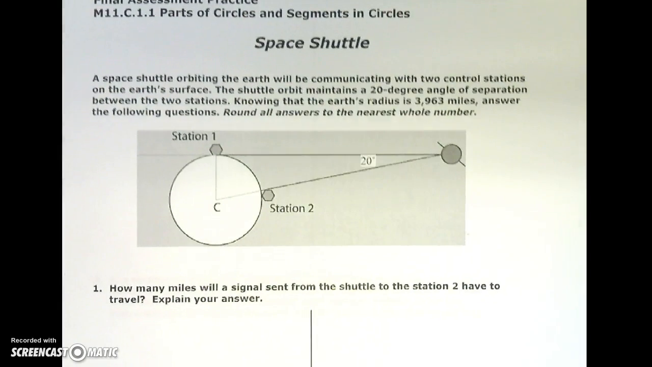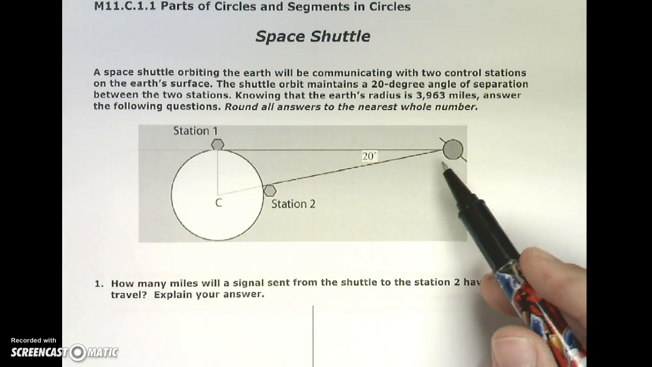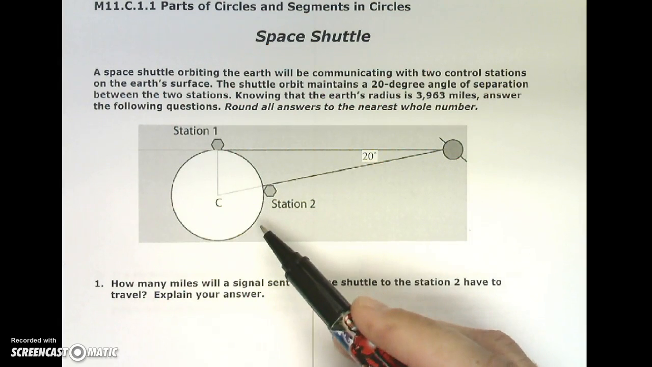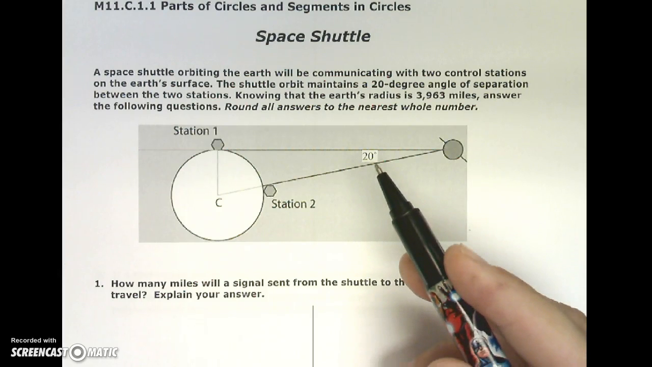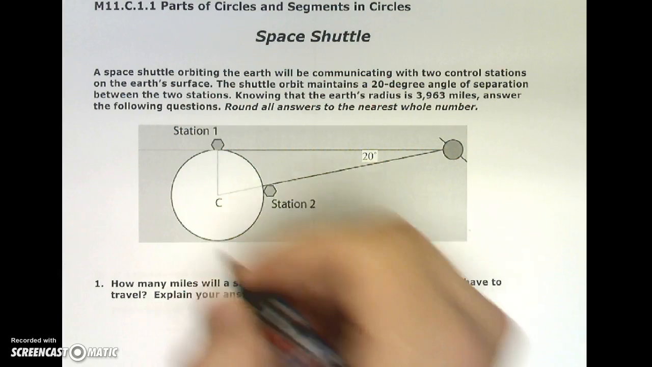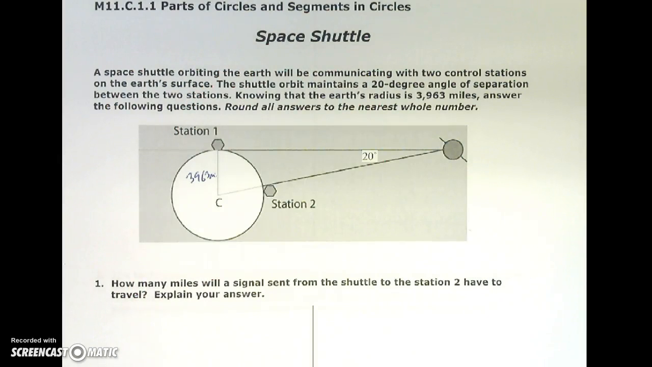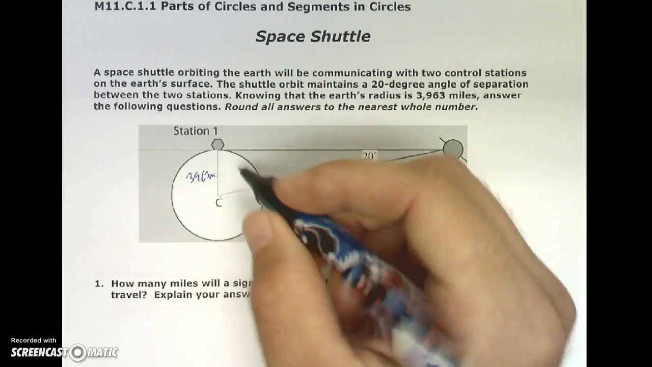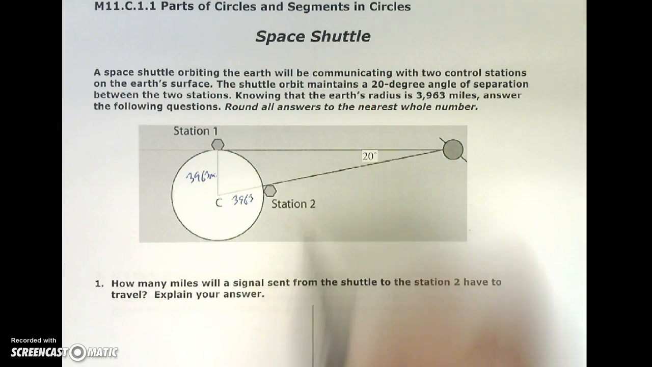Space shuttle. A space shuttle orbiting the Earth will be communicating with two control stations on Earth's surface, Station 1, Station 2. The shuttle orbit maintains a 20-degree angle of separation between the two stations. Knowing that the Earth's radius is 3,963 miles, answer the following questions. Round all answers to nearest whole number. So, if this is 3,963, this is also 3,963. Okay?